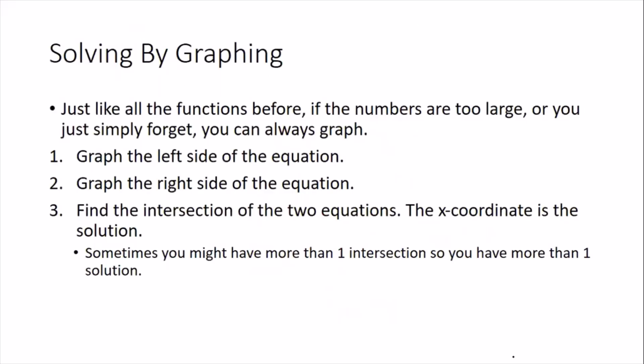It's not in your notes, but just to go over with you, if all else fails and you have a graphing calculator, especially when there's larger numbers, you can use your graphing calculator to solve. So if you remember these steps: 1, you graph the left side of the equation. 2, you graph the right side of the equation. And then 3, you're looking for the intersection of the two. The x coordinate is the solution. Sometimes you might have more than one intersection, so make sure you write them both down.